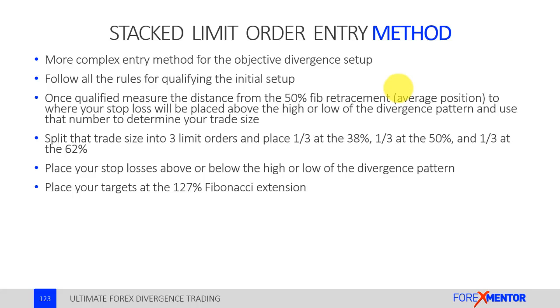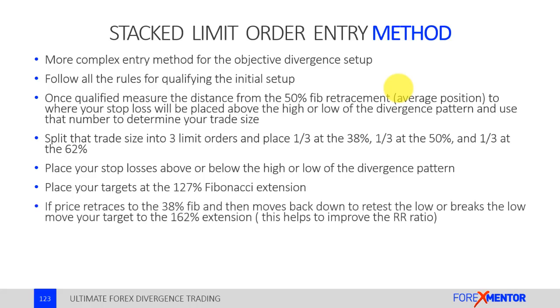Now, if price retraces to the 38% fib, it's going to bring 1/3 of our position in. If it moves to the 50%, it's going to bring 2/3 of the position in. If it moves to the 62%, it's going to bring in the full position. Make sense? What this does is it allows you to take advantage of more trades, even though they're going to be small trades. You get to catch those moves that only move to the 38%.